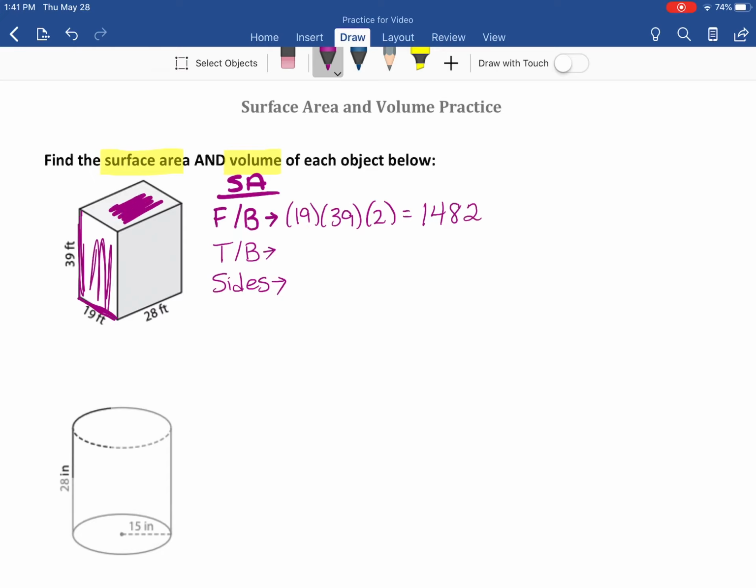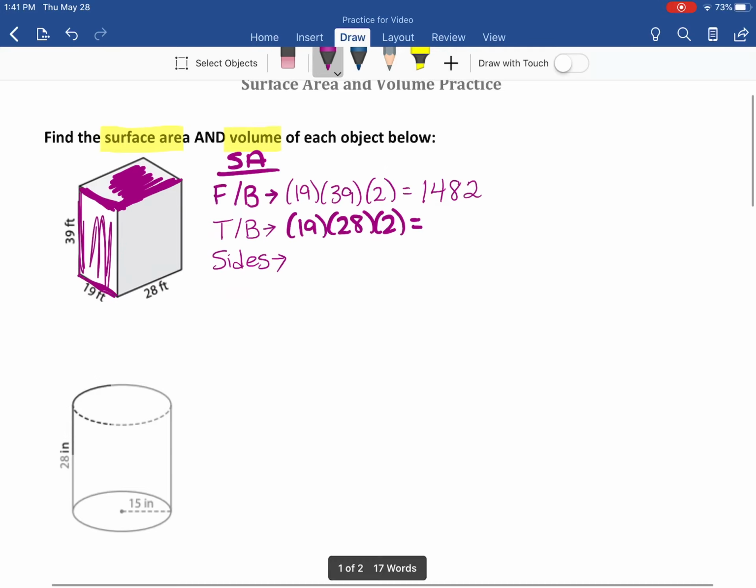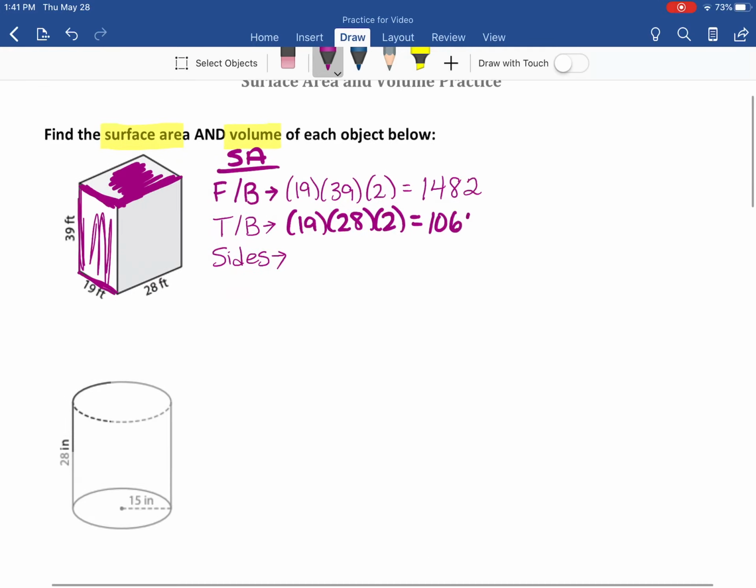Then I'm going to look at the top and the bottom. So here's the top right here. Length times width, this is 19. This right here is 28. So I'm going to have 19 times 28. I'm going to double it because the bottom is exactly the same size. And when I do that, I get 1,064.